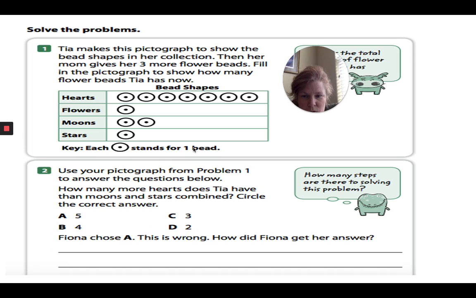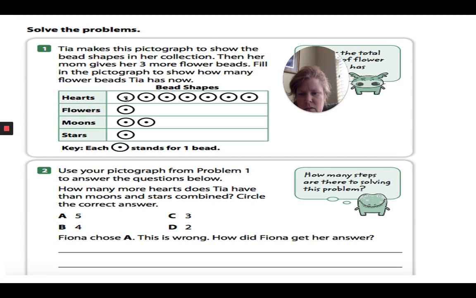These are kind of cool too. Same kind of stuff that you're going to answer questions for. I'm going to read it to you, kind of describe it a little bit. Tia makes this pictograph to show the bead shape in her collection. Then her mom gives her 3 more flower beads. Fill in the pictograph to show how many flower beads Tia has now.